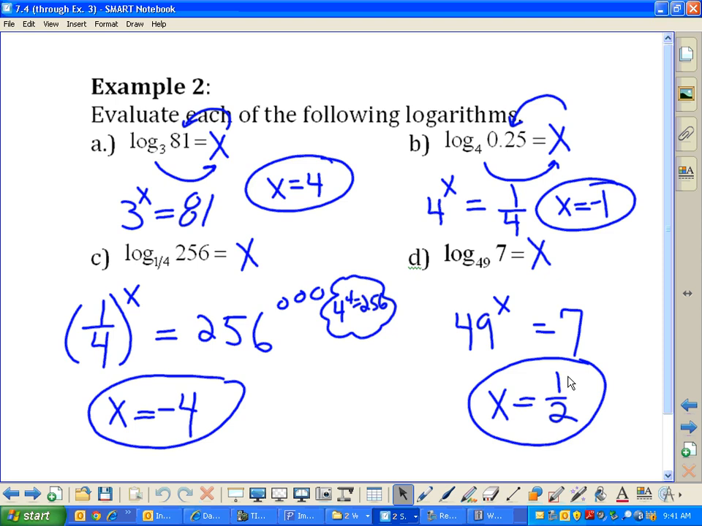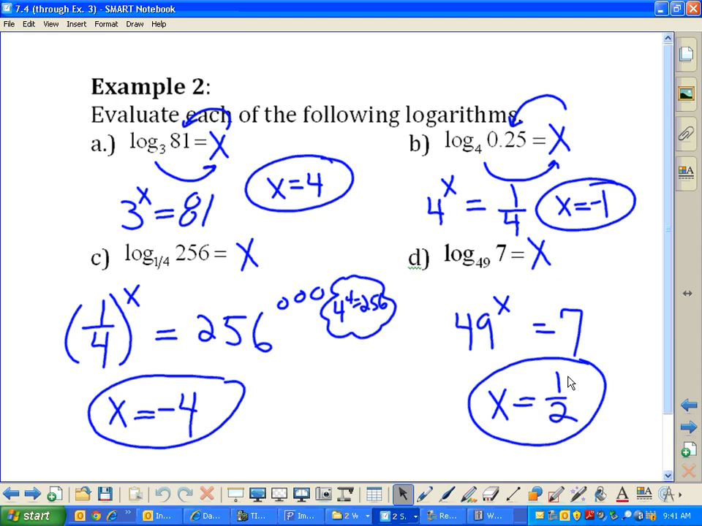Part D, square root of 49 is totally 7. If we want to use a square root as an exponent, it's the same as raising something to the 1/2 power. So the power in this case, the exponent in this problem, is actually 1/2. Are there questions about that?